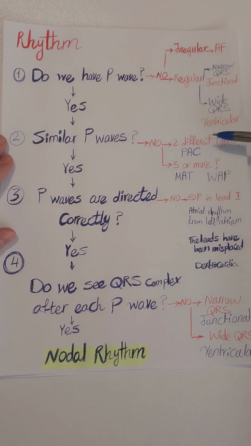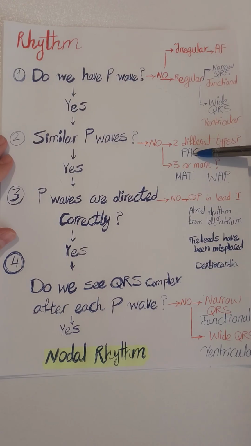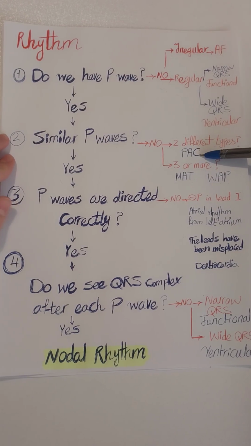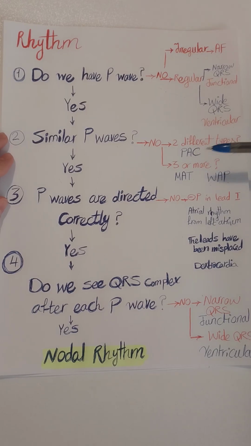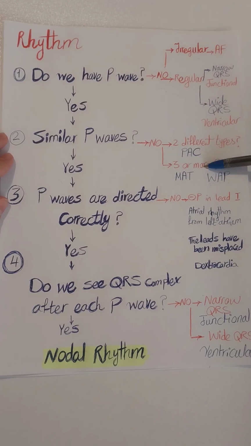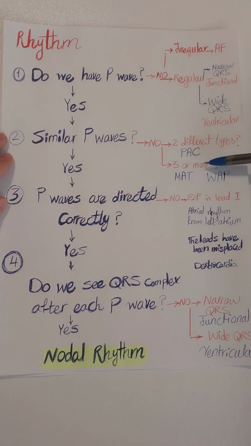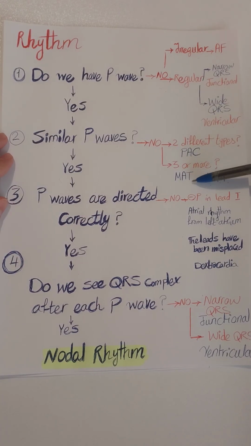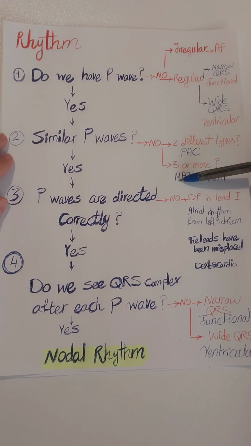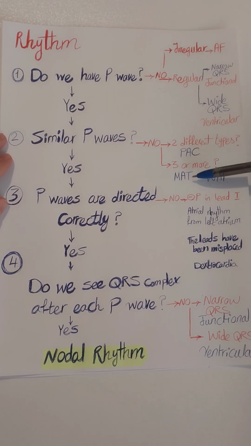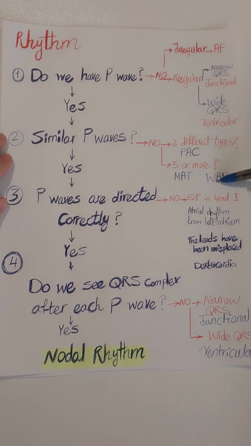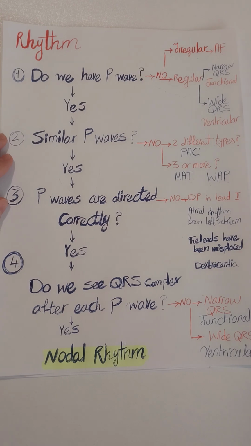If we have 2 different types, it means that we have PAC, and PAC stands for premature atrial complex. And if the answer is 3 or more different types of P wave, it's either MAT or WAP. MAT stands for multifocal atrial tachycardia, and WAP stands for wandering atrial pacemaker.